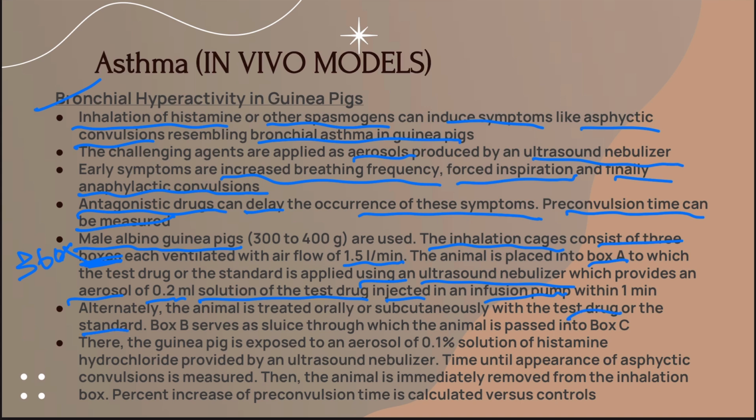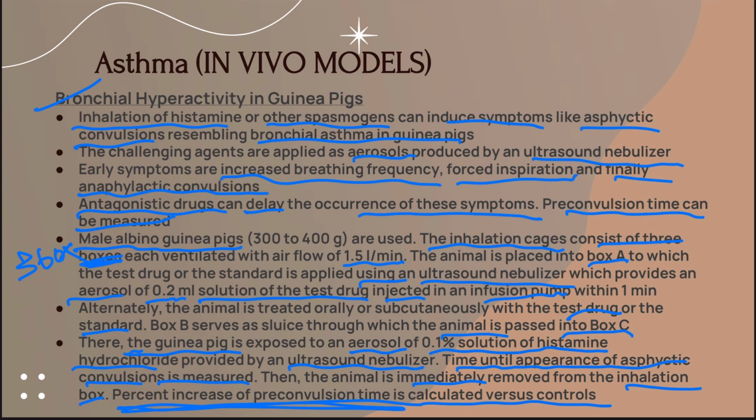Then box B serves as a sluice, that is, a connector between box A and box C, through which the animal is passed to box C. There, in box C, the guinea pig is exposed to an aerosol of 0.1% solution of histamine, that is the spasmogen, histamine hydrochloride, also produced by the ultrasound nebulizer. Then the time until the appearance of the asphyxic convulsions is measured, and the animal is immediately removed from the inhalation box once the convulsions start developing. The percentage increase in the pre-convulsion time is calculated for the particular animal versus the controls, as was discussed in the other slides also.